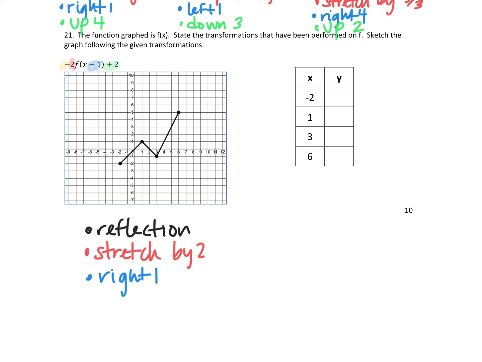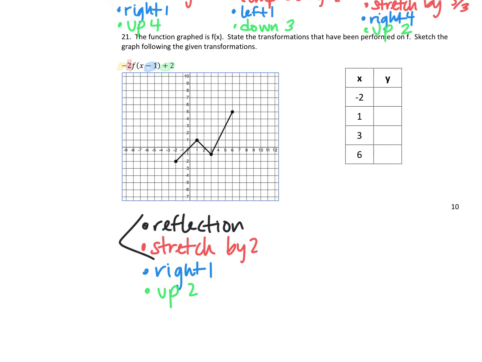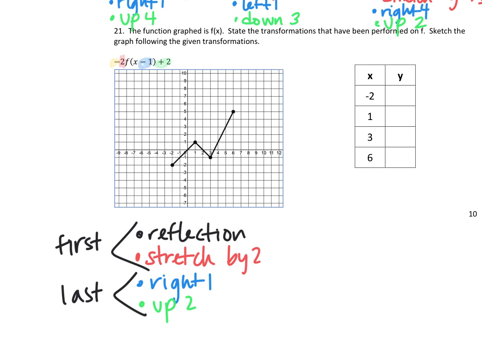And your plus 2 at the end here, that takes it up 2. Okay, the order in which you do these matters. Reflections and stretches are multiplication. Is that negative 2 in front? So this has to happen first, and then the right one up 2 has to happen last, because that's addition and subtraction.